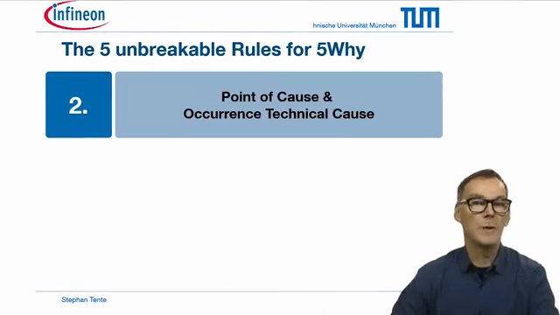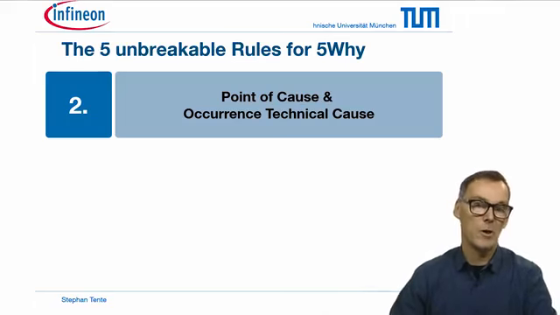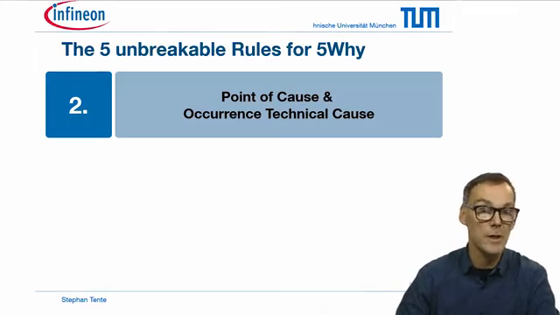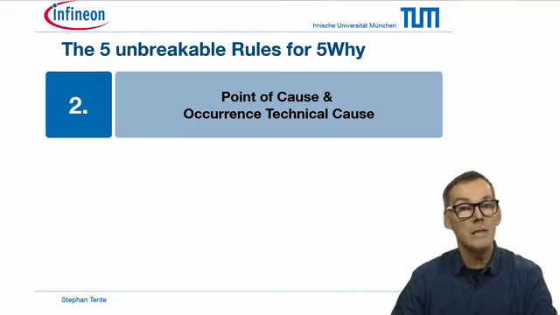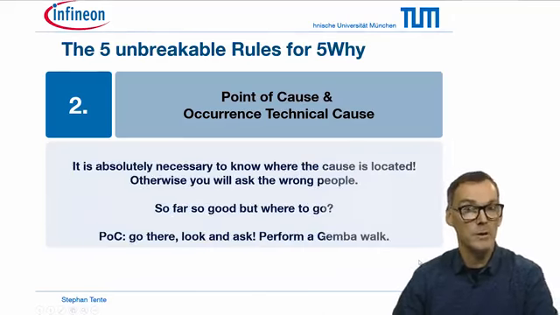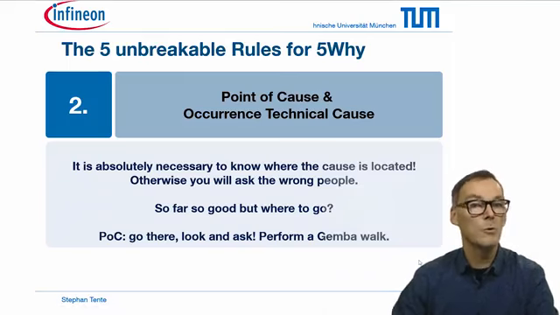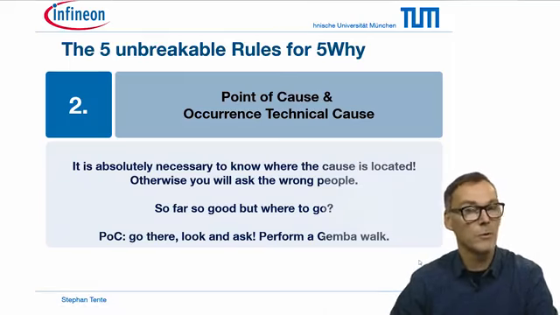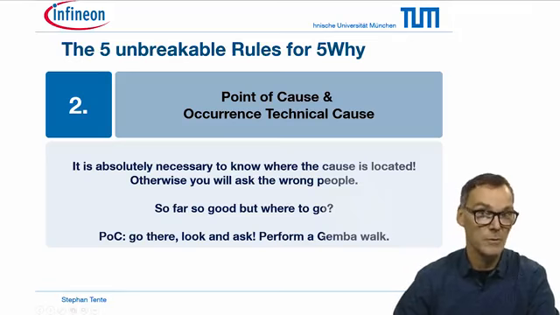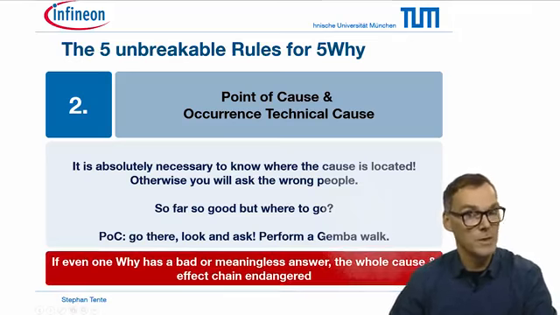The second rule, at least know the point of course. Best would be to know both the point of course and the occurrence technical course. Remember, I mentioned to you that you need the technical course in the prerequisites for a 5Y. And come to think about it, where do you go and who do you ask without knowing the point of course? Usually, a technical occurrence can be verified through observation, so go and see for yourself.